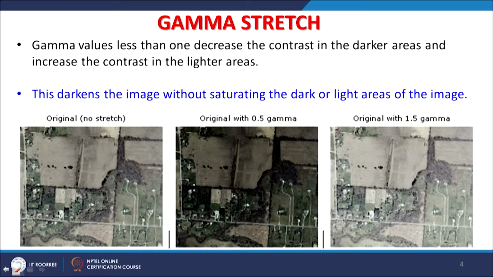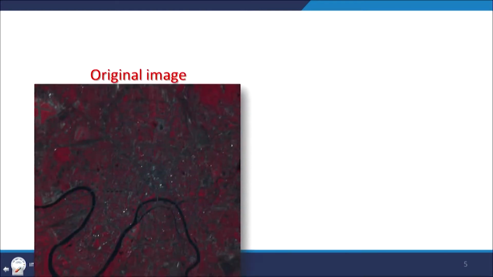So the overall brightness has definitely increased, but in the middle image, as you can see, the darkness is there and the middle values are relatively darker. But in the right, which is the 1.5 gamma stretch, not only has the image become much brighter, the contrast is still there: the darker values remain dark, the brighter values remain bright. So that is one of the advantages of gamma stretch.